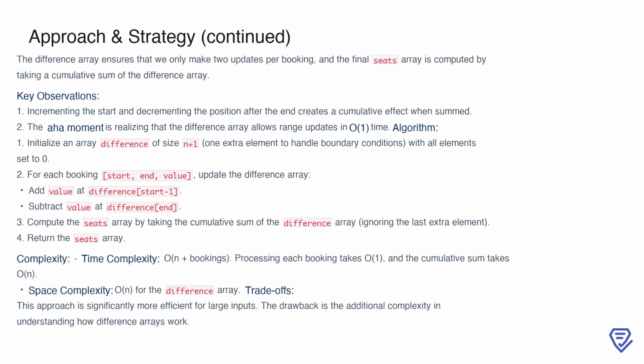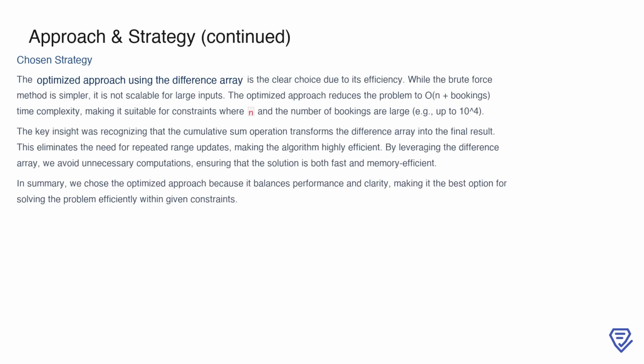This method is not only more efficient but also reduces the time complexity to O(n) plus bookings, as processing each booking is O(1), and calculating the cumulative sum is O(n). While this approach introduces the added complexity of understanding the difference array, the trade-off is a significant improvement in performance, especially for large inputs. Given the constraints of the problem, the optimized approach using the difference array is the clear choice. While the brute force method offers simplicity, it is not scalable for large datasets. The optimized solution, with its O(n) plus bookings time complexity, efficiently handles scenarios where the number of flights and bookings can reach up to 10,000.